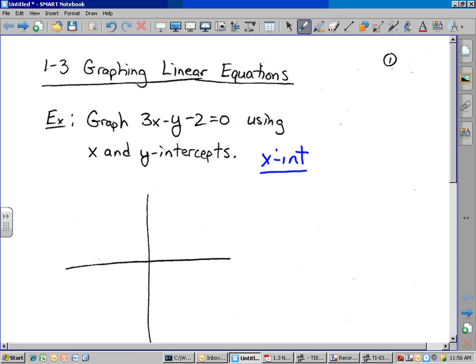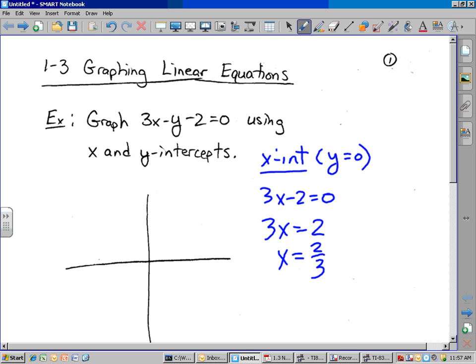Yes. Don't you set y as 0? That's exactly right. Set y equal to 0 and solve for x. So y is 0, so we have 3x minus 2 left over. Solving for x, we get x equals 2 thirds. We want to write that as a point. So 2 thirds comma 0.